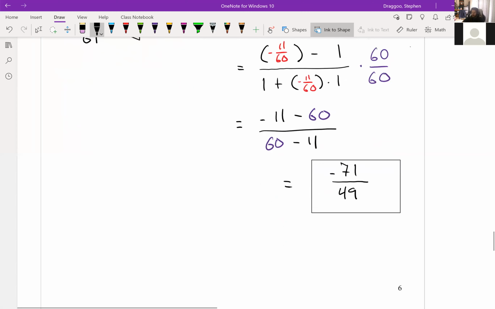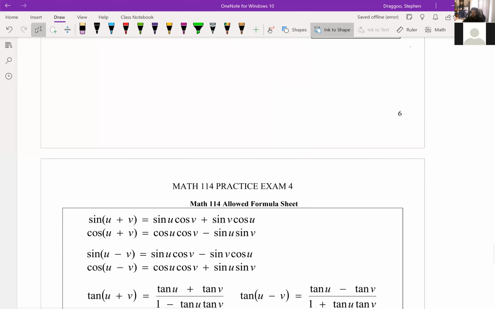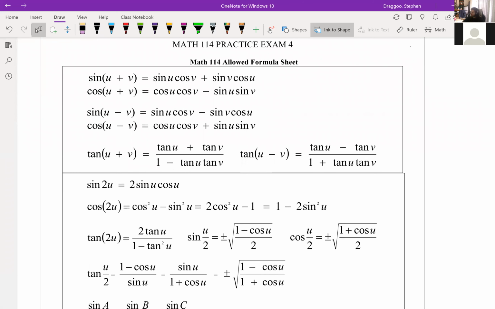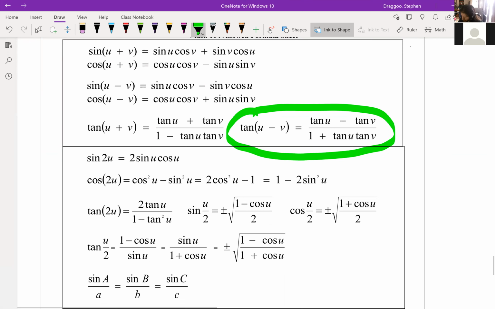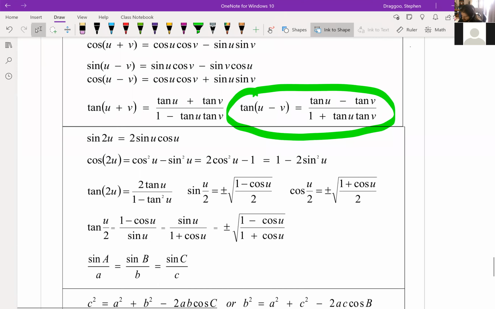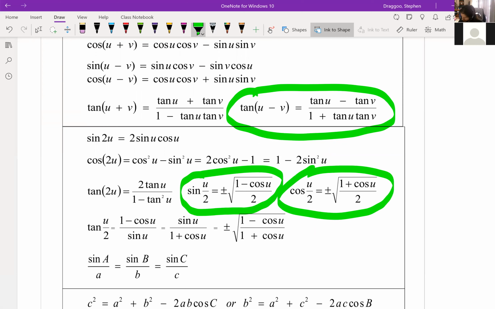All right, and now I think that should be the end. Yep, that last page is just a formula sheet where we can find all of the formulas that we used throughout. So the things that we used in this one, I know we just used tangent of u minus v. Doesn't seem like we used any of the sine or cosine sum and difference formulas, but I know we came to use both sine of u over 2 and cosine of u over 2. Those both came up.